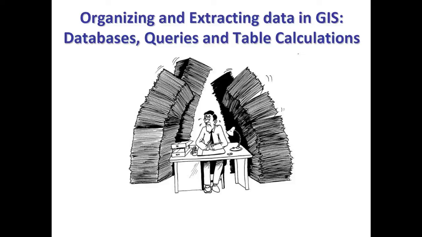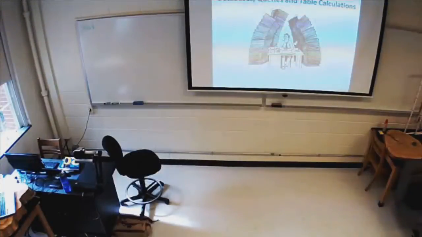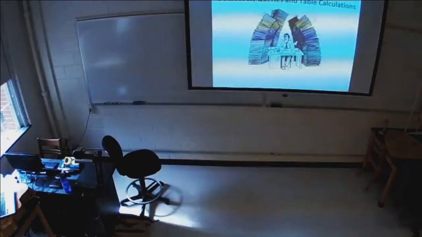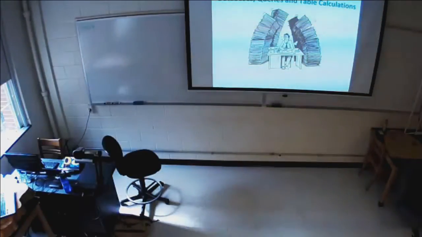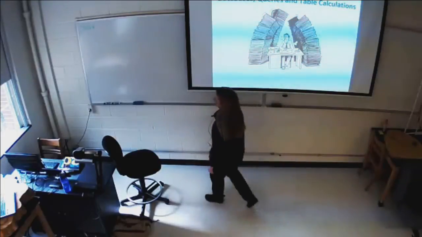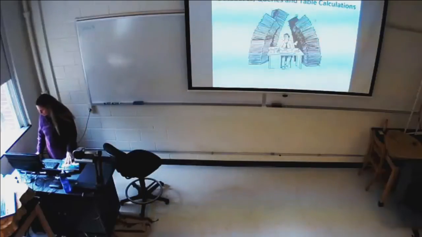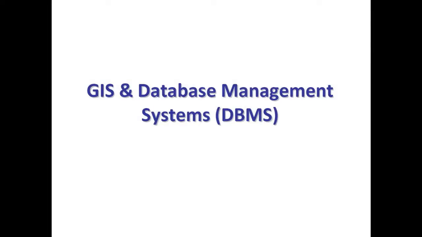Okay, so today we're going to focus on some of our capacity in GIS to query data. So we're going to start off by looking at sort of the format of databases in our GIS. So when we have a GIS system, we have a GIS and a database management system, and the abbreviation for that is DBMS.